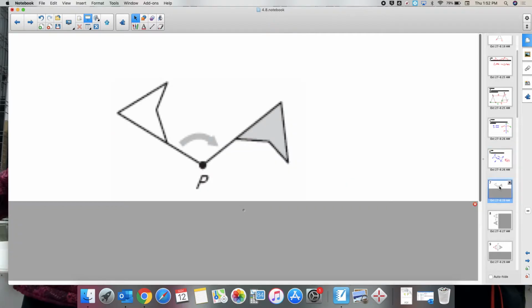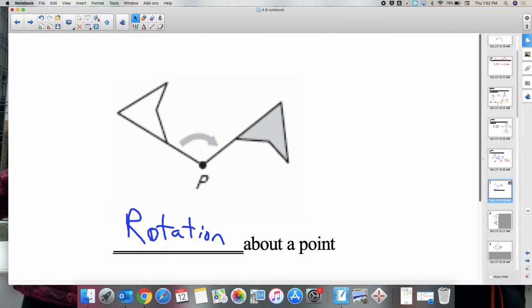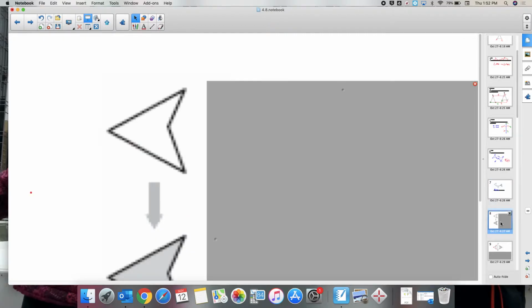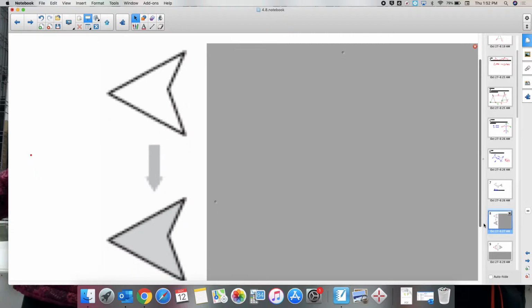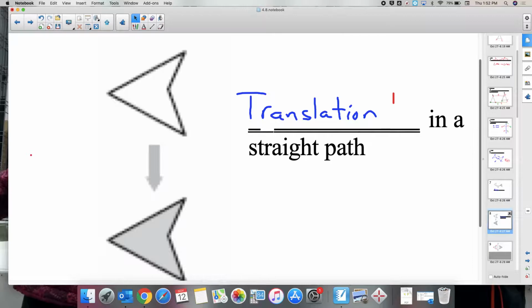Taking a look at each one then, it wants to know what is being presented here. So which transformation is this one? This is your rotation about that point P. Your second one here, if I take my unshaded figure and I bring it down to get my shaded figure, that is our translation. We went straight down in a straight path.